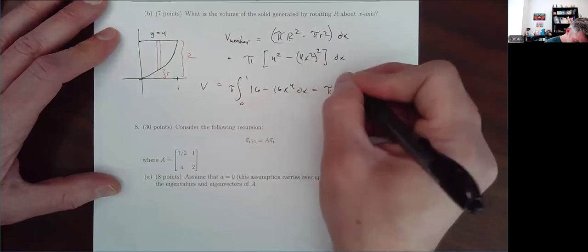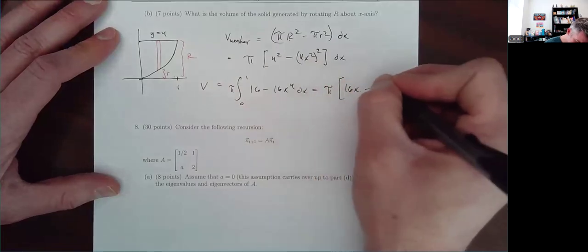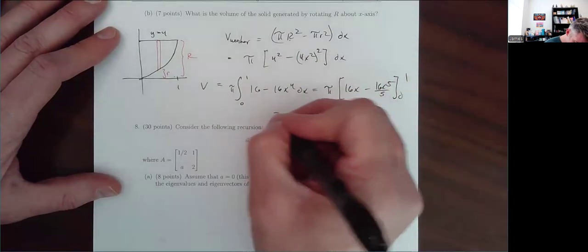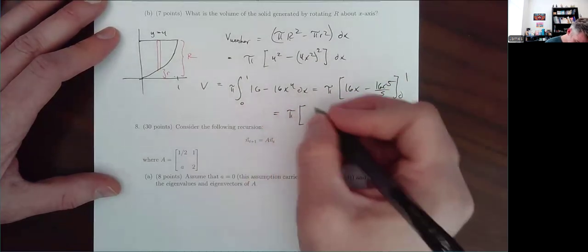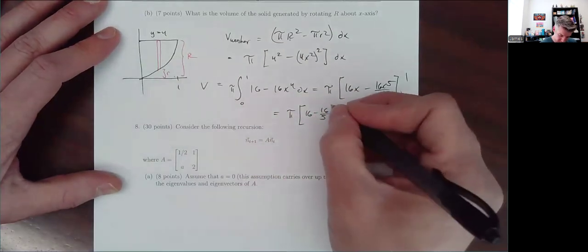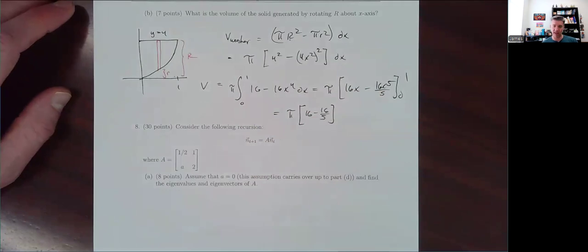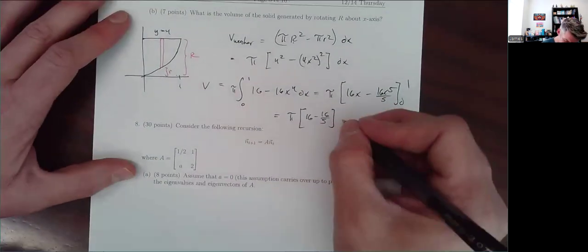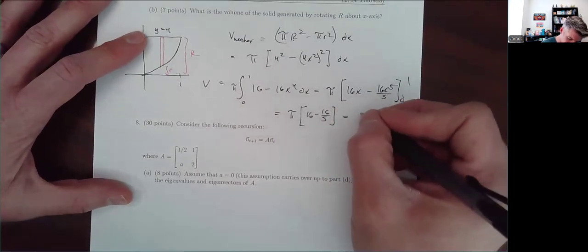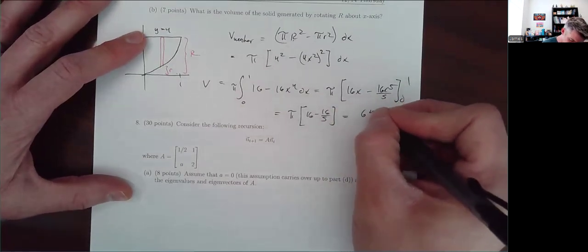Integrate, you get 16x minus 16x to the 5th over 5, from 0 to 1. You plug in 1, you get 16 minus 16 over 5. Plug in 0, and you get 0 minus 0. I would probably leave it like that if I was taking a test, but if I wanted to simplify it further, 16 is 80 over 5, and 80 minus 16 is 64. So you get pi times 64.